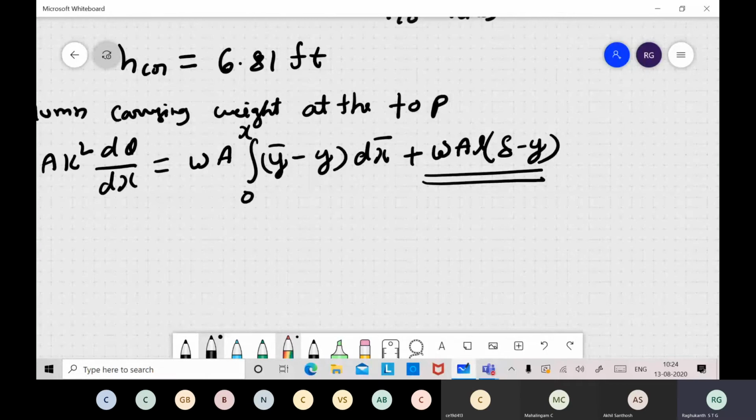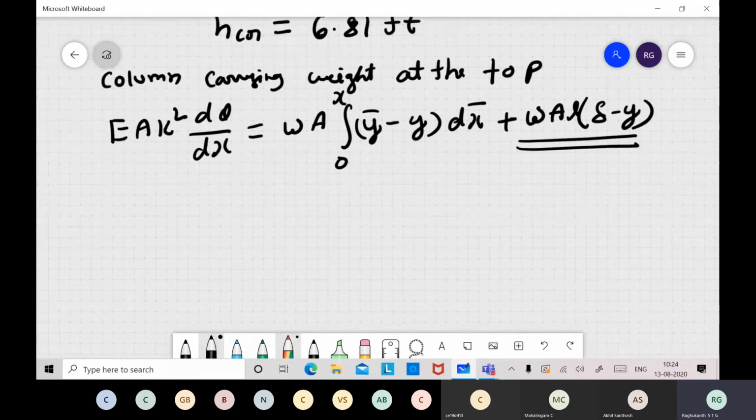So he has done the derivation also. You can go through his paper. So this also is there.